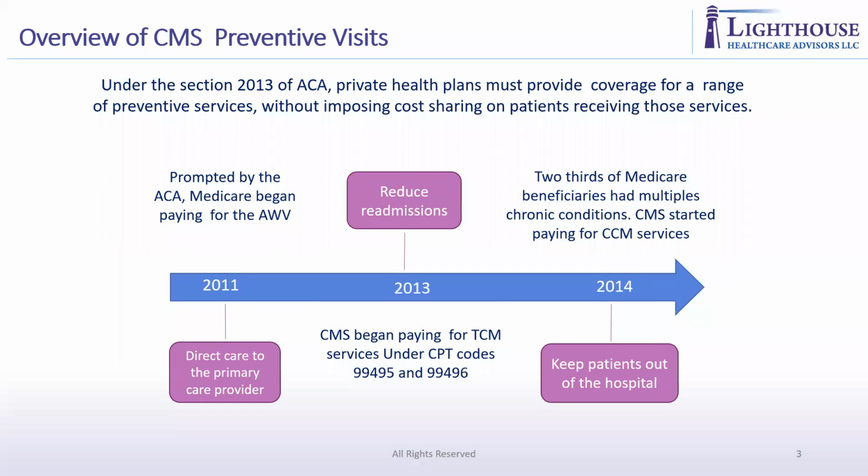And then in 2014, CMS started paying for chronic care management services, otherwise known as CCM. That will be part 3 of our webinar series. So the goal there was to really keep patients out of the hospital. So instead of going into the hospital, we want to keep them out. So we went from directing care to the primary care provider, to reducing readmissions, and now we're going to try and keep them out of the hospital altogether.